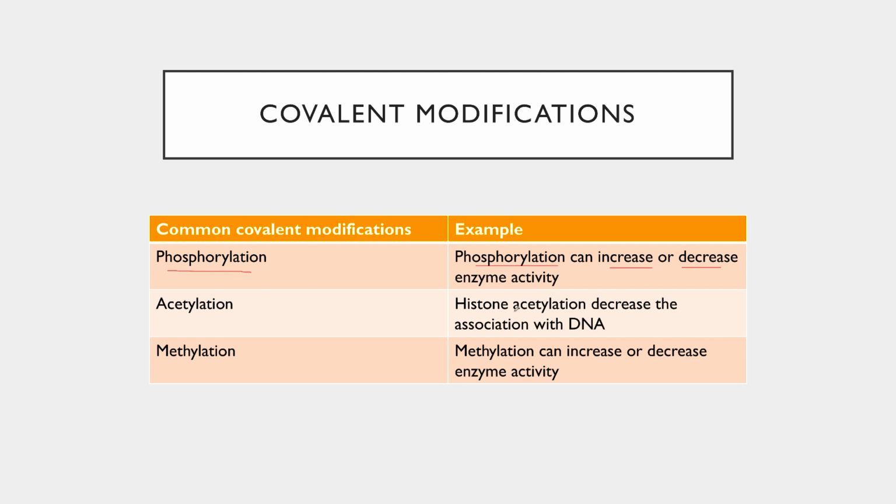Histone acetylation is another common covalent modification. This will regulate the transcriptional activity of a specific gene locus. And finally, methylation can also increase or decrease enzyme activity. Our common methyl donor is S-adenosyl methionine, or SAM, and we'll discuss the production of this compound when we discuss methionine metabolism later in the course.